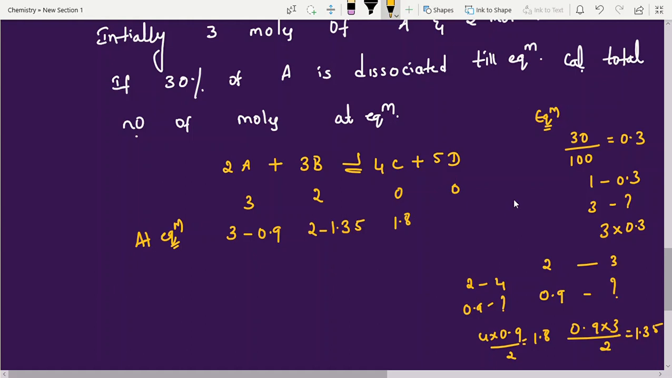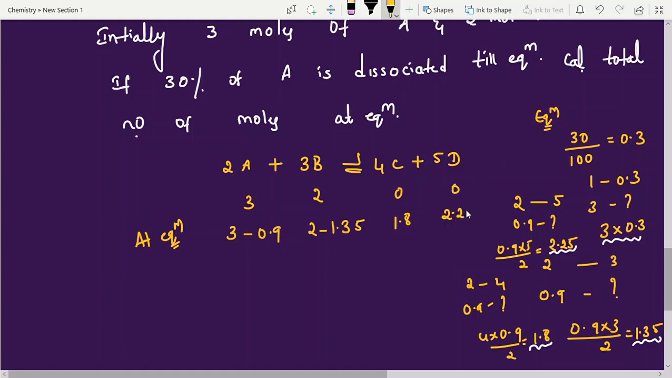Similar way you can take it here also. 5D. So 2A means how many? 2 is to 5 ratio. 0.9 how much? 0.9 into 5 by 2. What is the answer, students? Here you will get 2.25. So now see, first value we got 0.9, second value 1.35, third value 1.8, fourth value 2.25. So that's all.